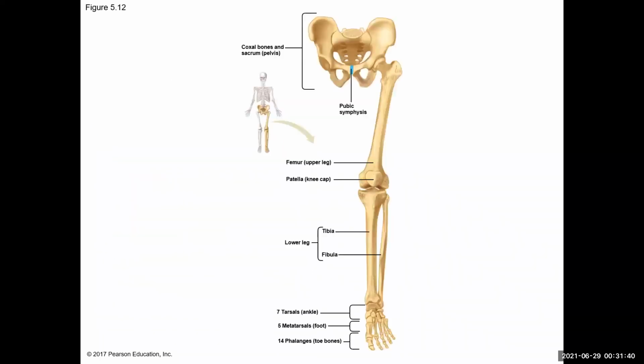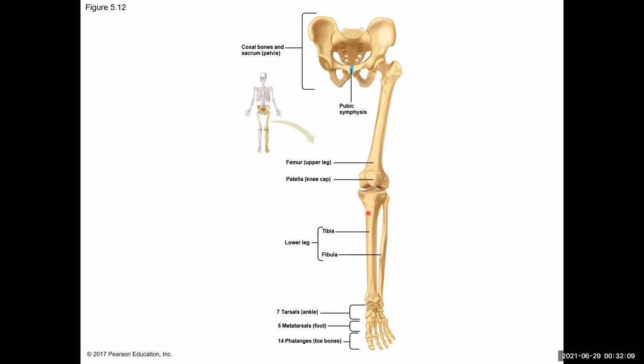Okay, so here we have a figure with that. So you have your pelvic girdle, so your coxal bone, so you have one, you have two, you have the sacrum, and then this cartilaginous connection that connects kind of the front portion of the coxal bones is the pubic symphysis. So those coxal bones articulate with the femur.